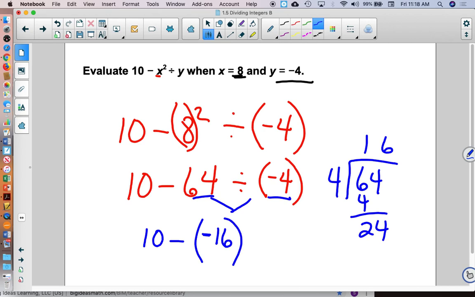Add up. What was that? Add the opposite. Rules of subtraction. 24. So what's my final answer? 26. 26. Does that make sense? Yes. Just substitute in what the values of those variables are, and then you just do the math. Okay?